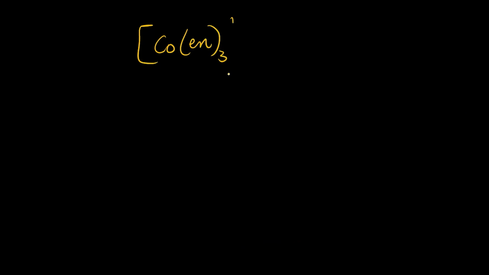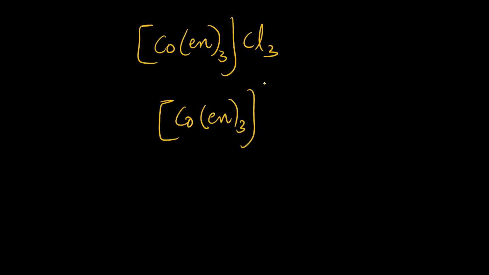The next one is [Co(en)3]Cl3, that is [Co(en)3]3+. For this coordination compound, en is a bidentate ligand, right? So the coordination number will be 6, so it exhibits octahedral geometry, right?